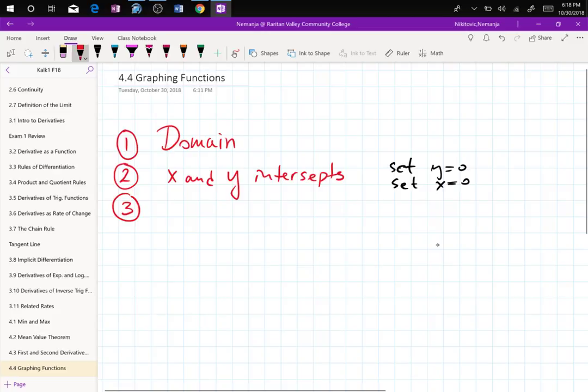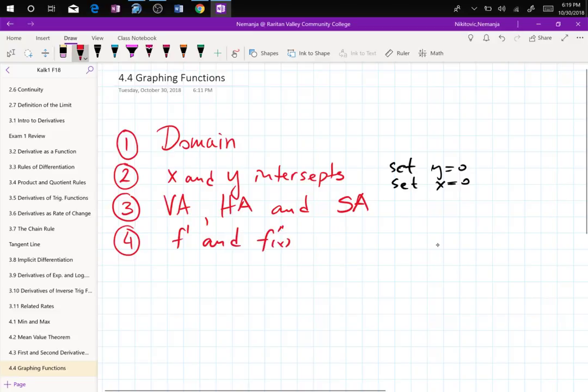Number 3, we are moving to pre-calculus now with asymptotes. We have vertical asymptote, horizontal asymptote, and in some cases slant asymptote. If you need to, you do the limit. If you don't need to, just go with what you have. Now, number 4, we are moving into calculus. We will need the first and second derivatives computed so that we can go on and calculate all the other stuff.